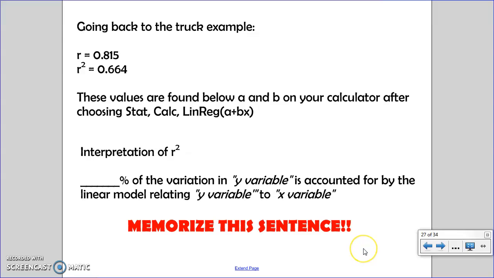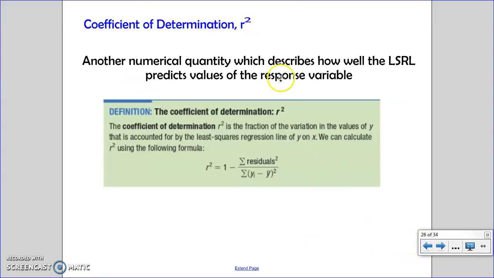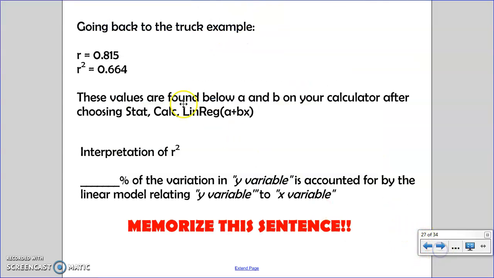So if we go back to that truck example that we did on the very first day of 3.2, we calculated a little r of 0.815, which was our correlation. We had talked about that early on. If you square little r, that is r squared, which is this coefficient of determination on the prior page, which is right here, this r squared. So here we have an r squared of 0.664. And this is just reminding you that you can find those on your graphing calculator.